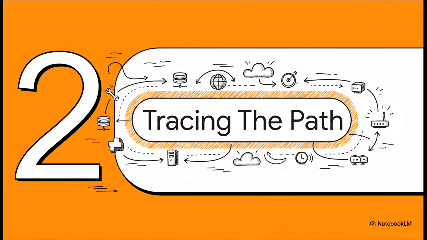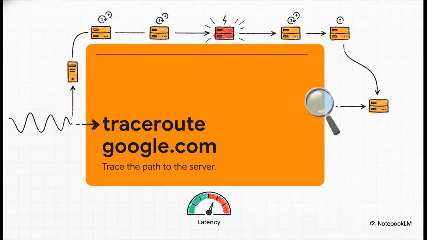Okay, so the server is on, and we know the service is listening, but things are still super slow. What gives? Well, the problem might not be at the start or the end of the journey. It could be somewhere in the middle. So now, we need to trace the actual path our data is taking. And for that, Traceroute is our digital map maker.